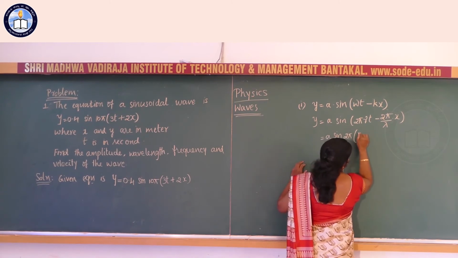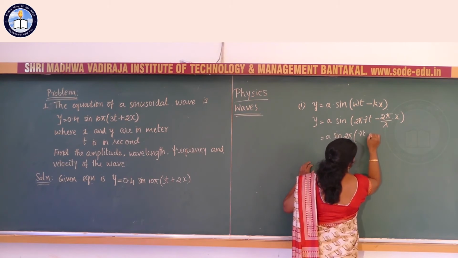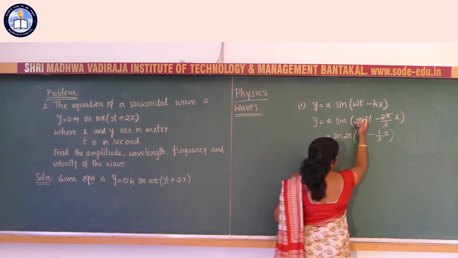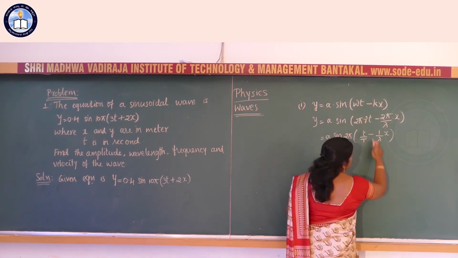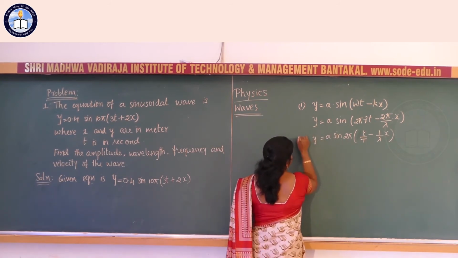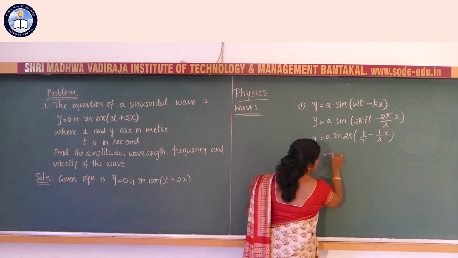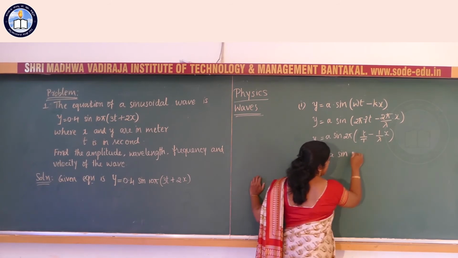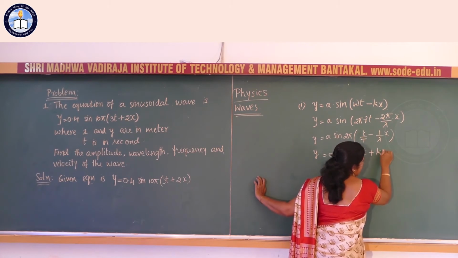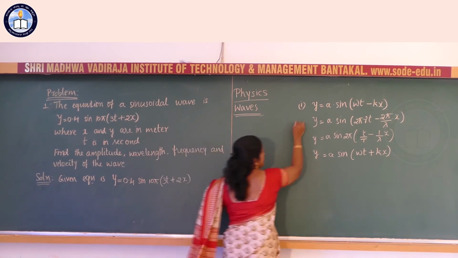y is equal to a sin 2 pi (nu t minus x by lambda). Since nu is 1 by T, we can also write it as t by T minus x by lambda. Suppose the wave is propagating in the negative x direction, we have one more equation, y is equal to a sin(omega t plus kx). These are different forms of progressive wave equations.